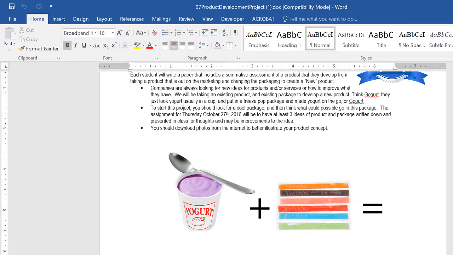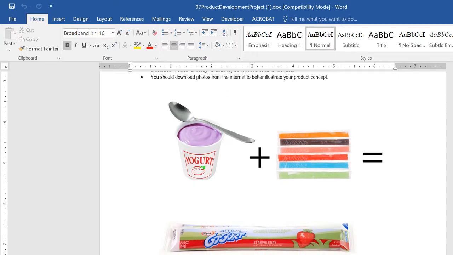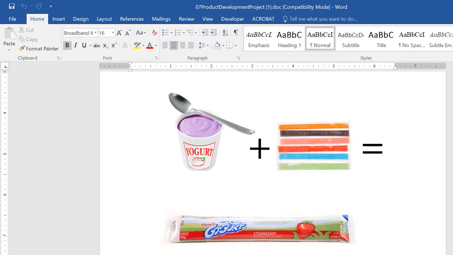The example that I want to give you is Go-Gurt, right? Yogurt is a product that's already out there. Yogurt's been around for a long time. And yogurt has typically been packaged in little cups. Well, until recently, we started to see yogurt changing its packaging in order to meet a new market. And so they used, the example that I give you, those ice pop packaging and decided, let's put the Go-Gurt in those ice pop packaging.